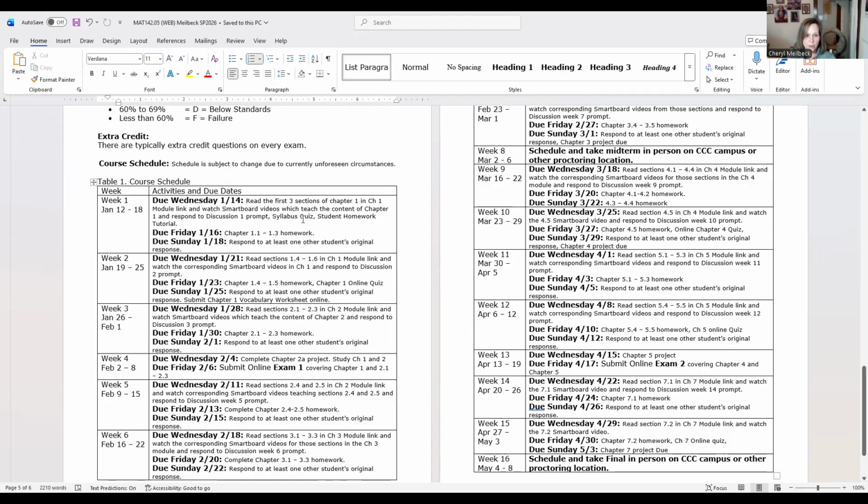We have a discussion question for which you'll be giving discussion responses twice a week. First on Wednesday, you'll answer or respond to the discussion question. And then by Sunday, you'll respond to one other person's discussion question. That is how the course is laid out. Usually on Friday, the homeworks are due. So you can see each week is laid out.